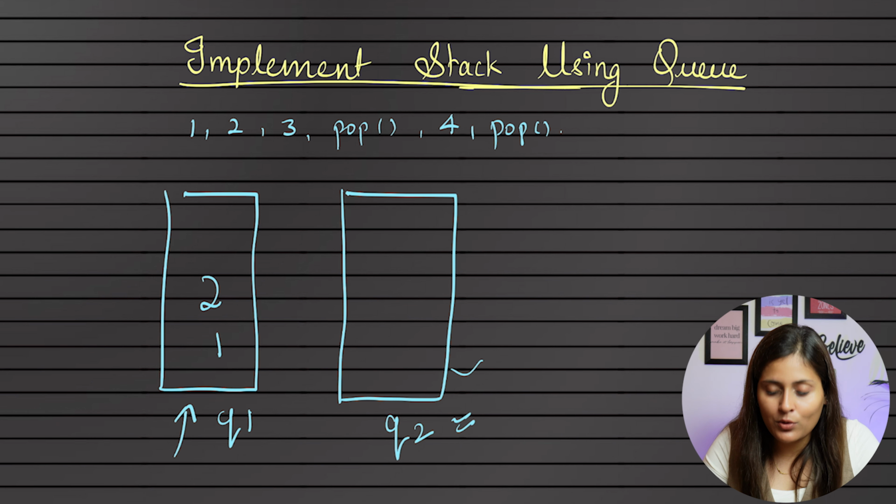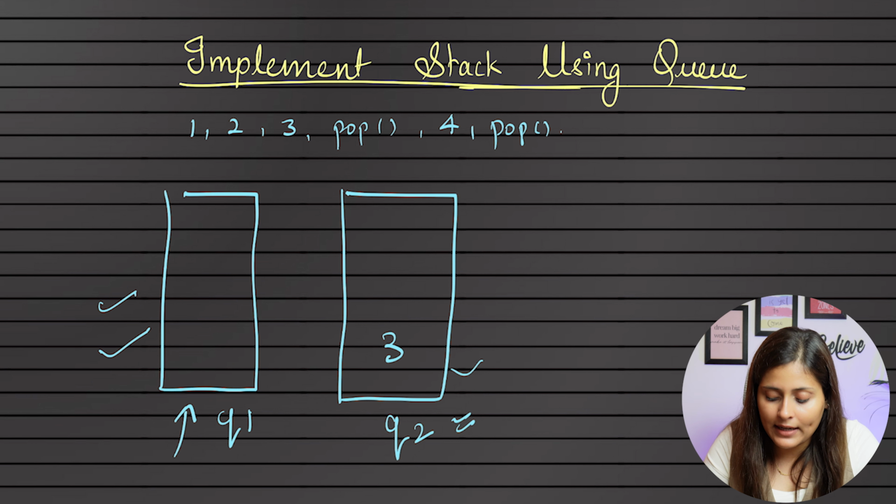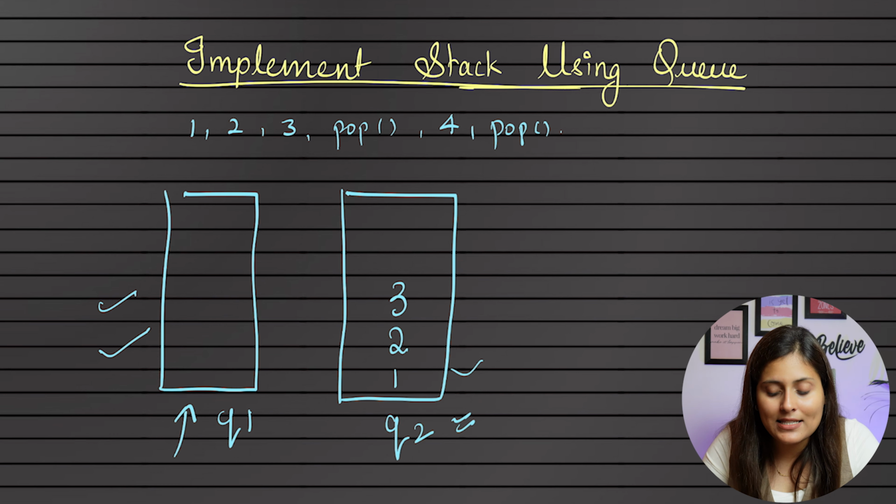So obviously 3 you will insert here, and now whatever is there in the Q1 you will remove from here, 2 1, and then 2 1 will get inserted here. So can I say it's in order 3 2 1? Yes, it's in reverse order, right? And what is the top element?